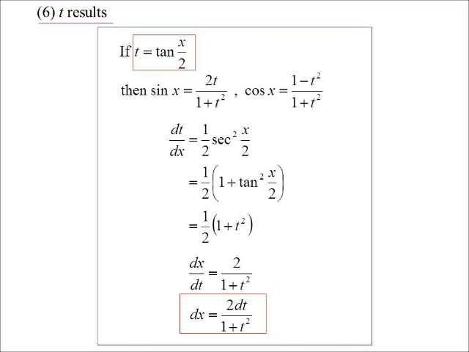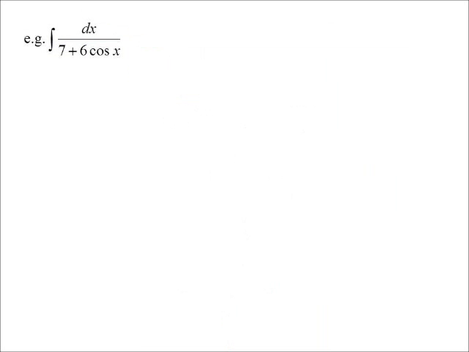So my t-result for dx is 2 dt on 1 plus t squared, which is nice because again you'll notice the denominators are the same as for sine and cos. So we get something like this. It involves a cosine function. There's nothing on the top I can turn into the derivative or anything like that. So this is where the t-results would be useful because I can turn this into a polynomial function.